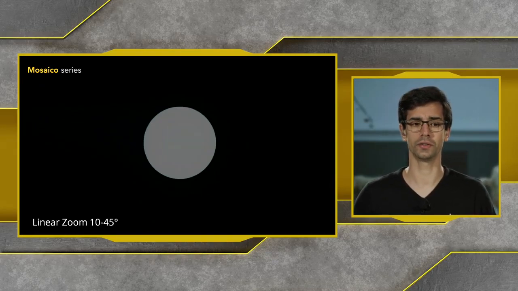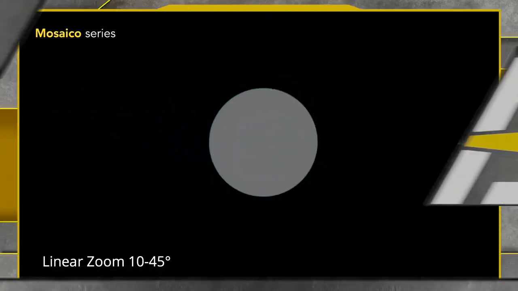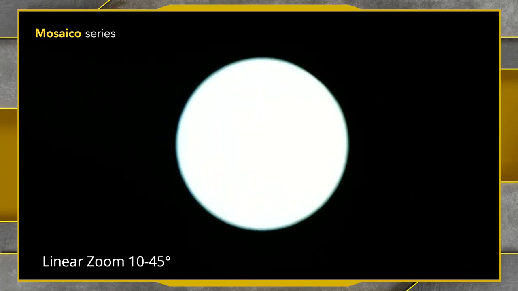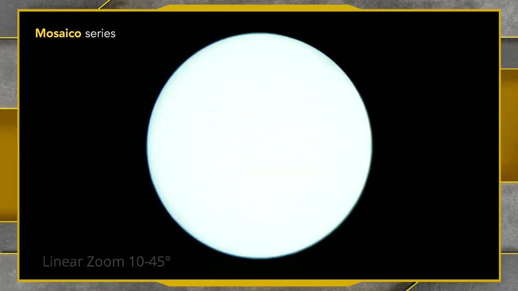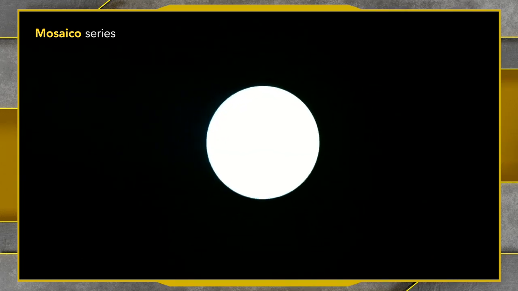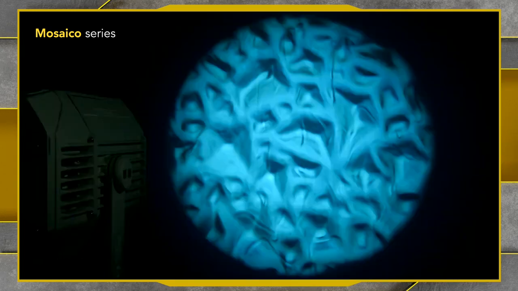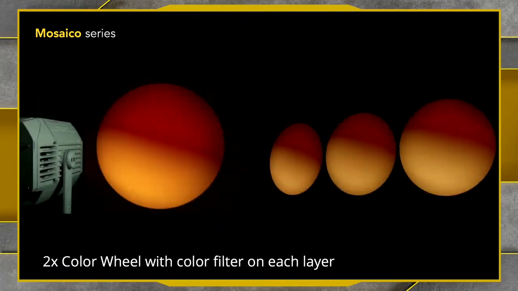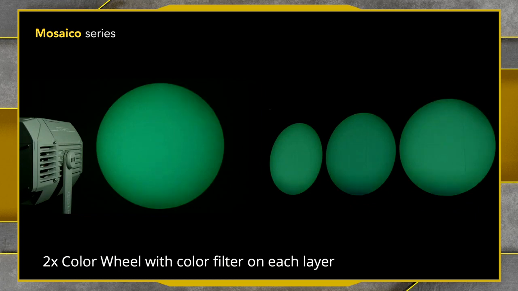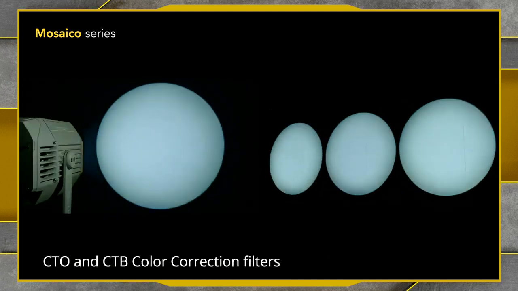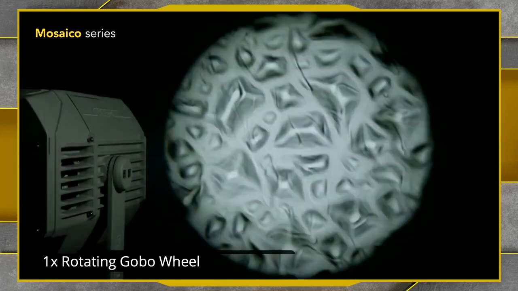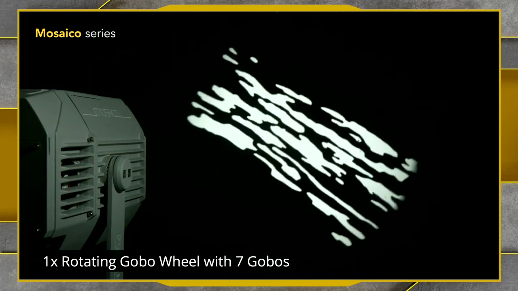Let's look a little at the zoom features. This is an example from the Mosaico, the linear zoom from 10 degrees to 45 degrees. As you can see in the video, it's a very smooth zoom range. Then on the Mosaico we can see the animation wheel. We've got 2 color wheels with filters on each layer, and the CTO and CTB color correction filters as well, so if we want an incandescent look, we can do that. Then there's the rotating gobo wheel with 7 gobos.